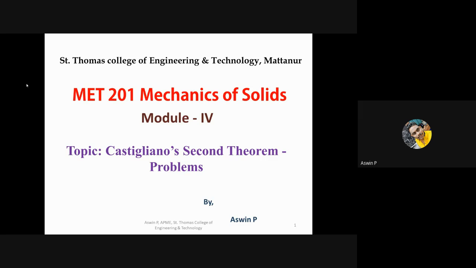Okay, students. In the last class, we studied Castigliano's second theorem, and today we are going to discuss some problems. There are 2 hours for me, that is fifth hour and sixth hour. In both hours, we will discuss two different problems of Castigliano's second theorem. Also, we will study what is reciprocal relation.